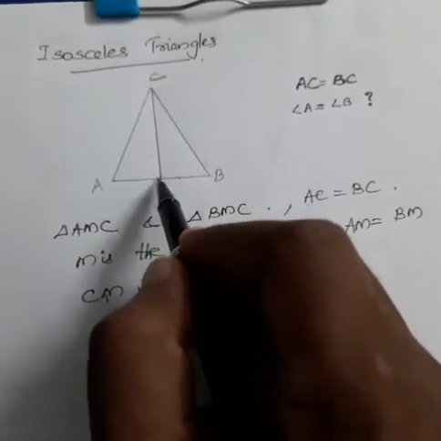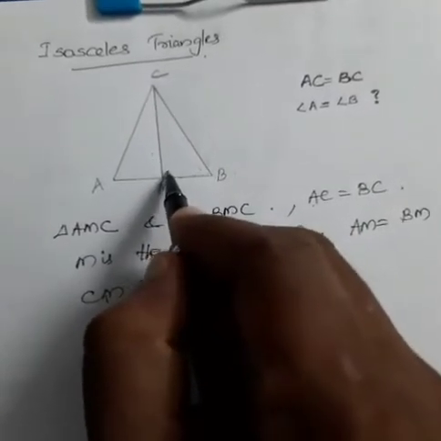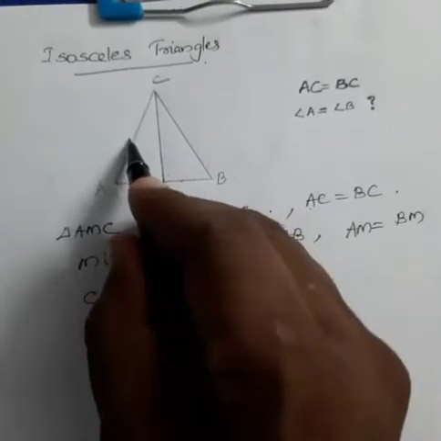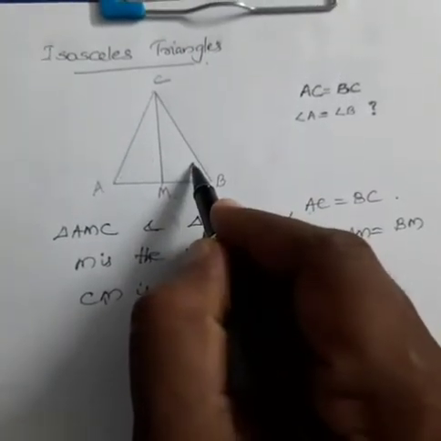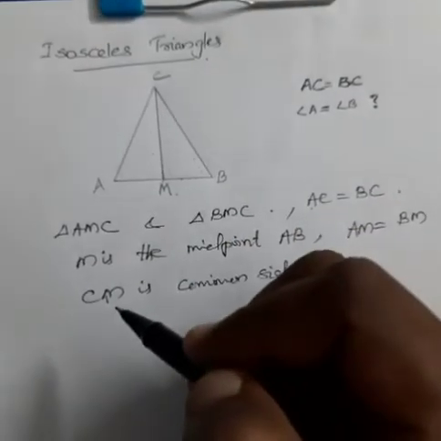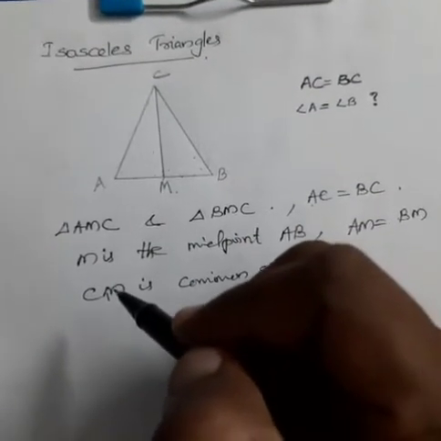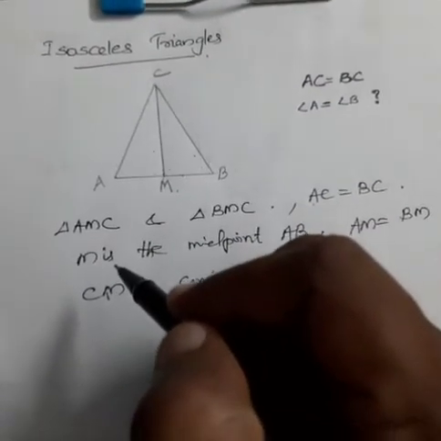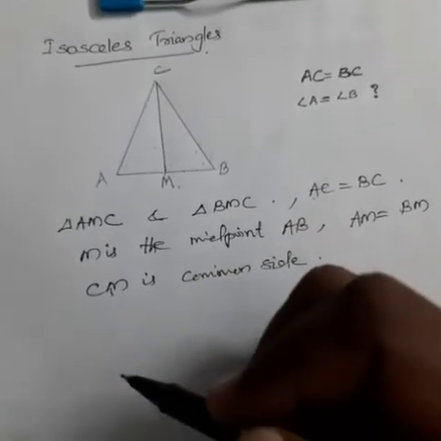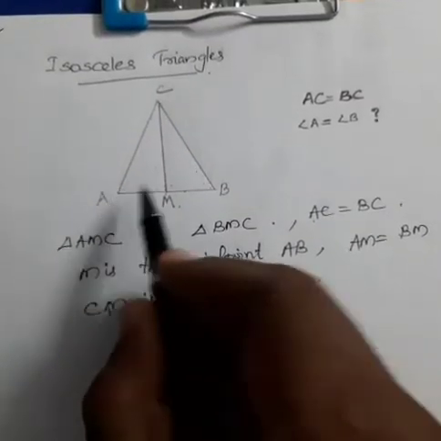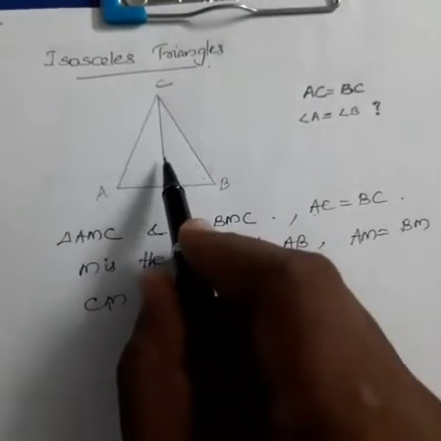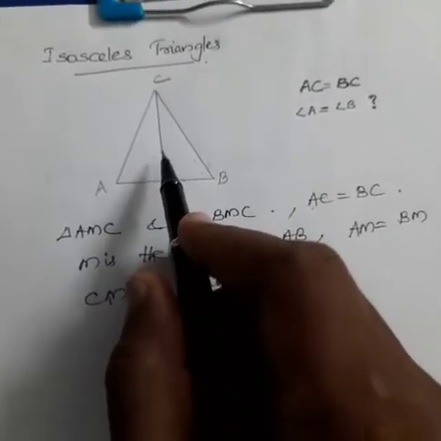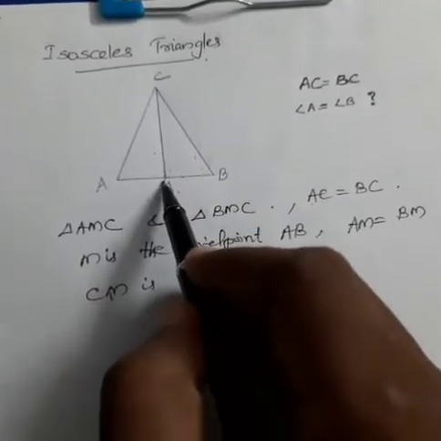Here, what about the angle here? 90 degrees. Here also 90 degrees. Opposite of that angle is, one is AC, one is BC. So the sides of the triangles are the same. The angles opposite equal sides are also equal. So angle A and angle B are the opposite angles of side CM.